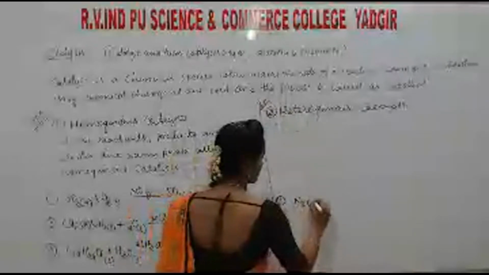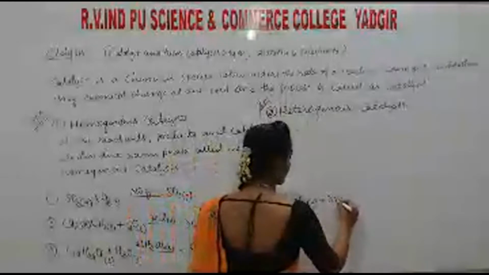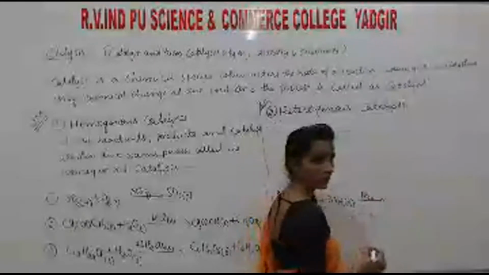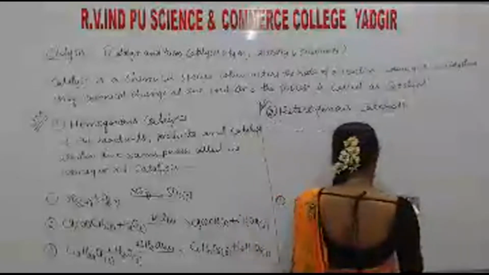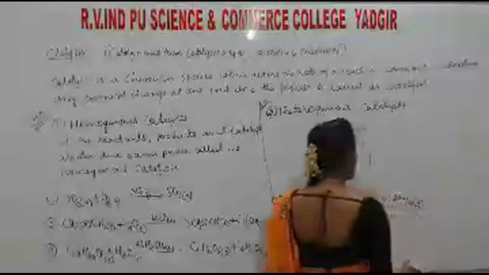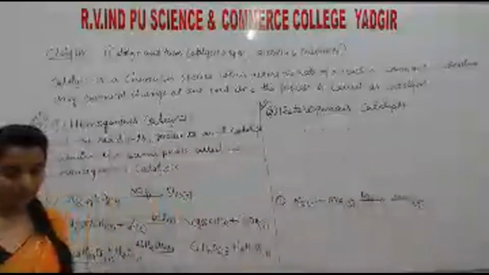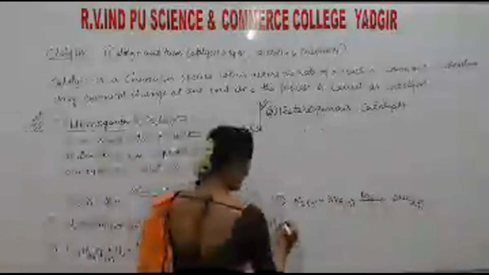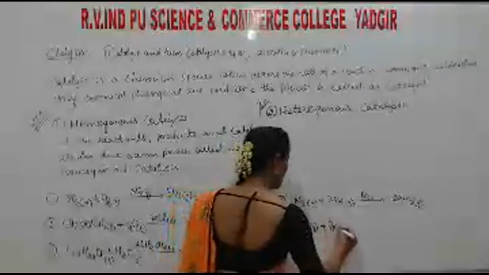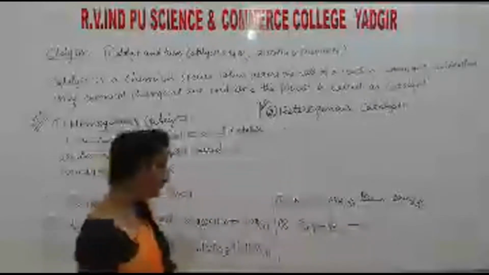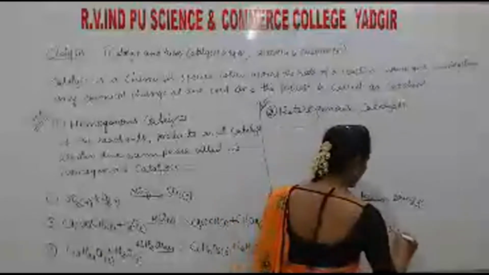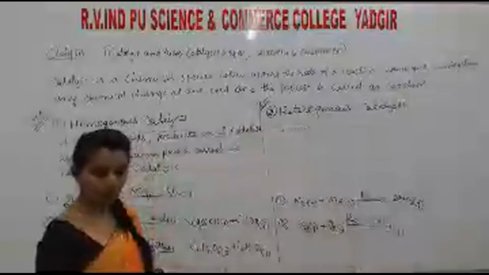Listen. N2, this is a gas. 3H2, this is also a gas. Here, iron, this is solid. Next, it forms 2NH3, that is also gas. This is the first example. Okay? Next, second one, SO2, that is gas, plus O2, that is also a gas. Instead of that, if we use platinum, that is solid, gives SO3, that is also gas. Okay?